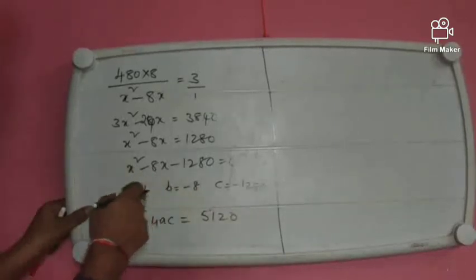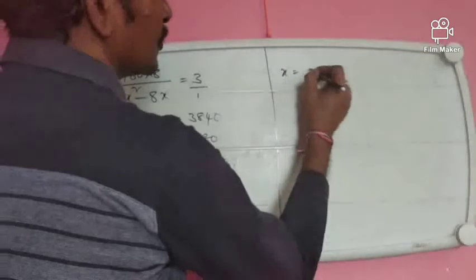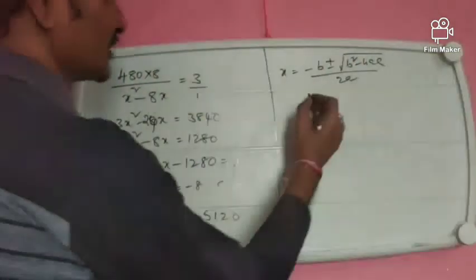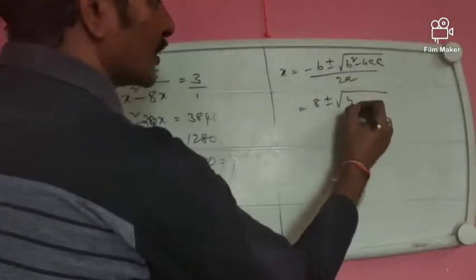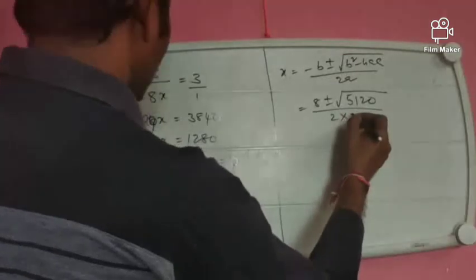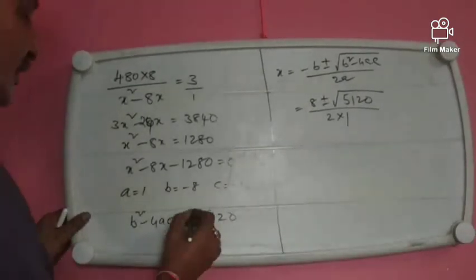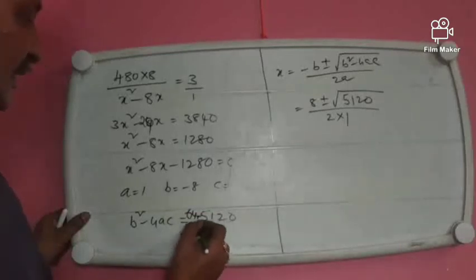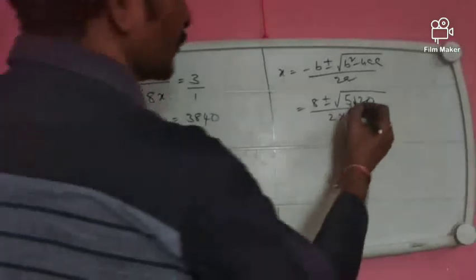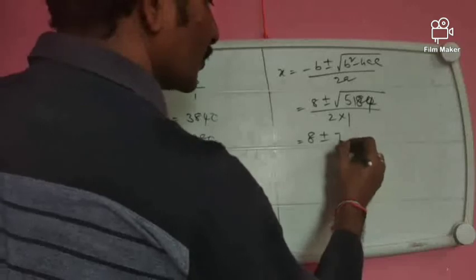We can simplify by substituting the a, b, c values in the discriminant. b square minus 4ac is equal to 5120. Now x is equal to minus b plus or minus root of b square minus 4ac, by 2a, is the formula. Now minus b value, minus of minus 8, is 8, plus or minus root of 5120, by 2a, 2 into a value 1. Clear? 64 plus 5120 is 5184. So 5184 is the value. Now 8 plus or minus root of 5184, the square root is 72, by 2.